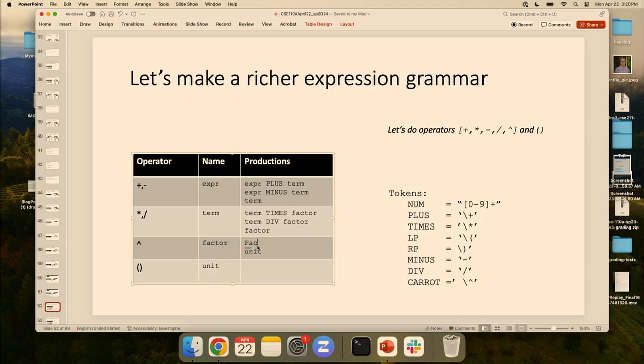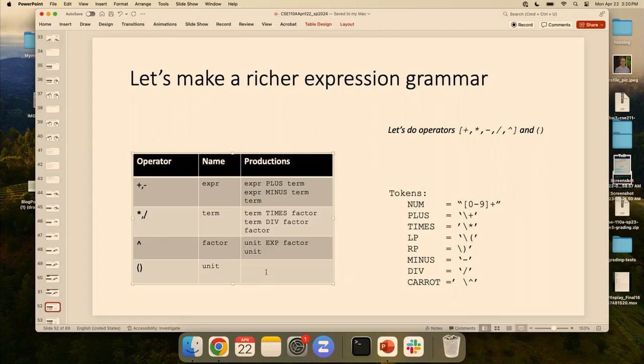Factor: exp unit. Okay. Remember though, what did we say about exponent? What associativity does exponentiation have? Right to left. So we actually have to change this so we recurse on the right-hand side. So that becomes unit factor. And that way you evaluate your rightmost factors first, and then you move to your left. So you get your right associativity.